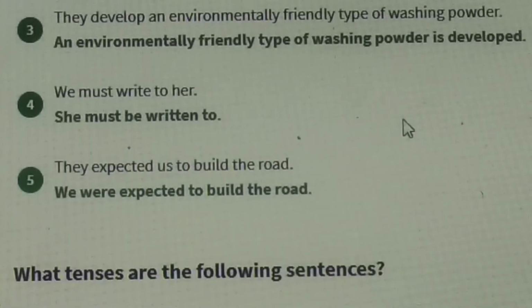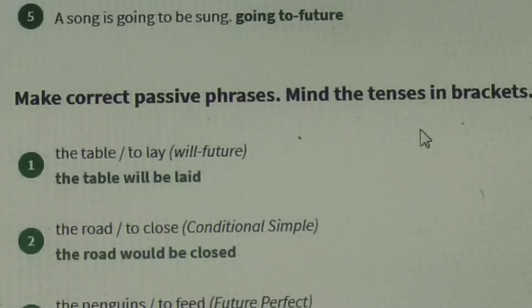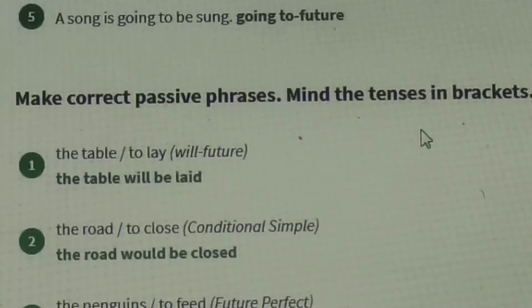What tenses are the following sentences? Look at that. There's the answer that I'm showing you. Be very careful. Check carefully so that you don't go wrong. Fifth one, don't forget to note that. Then make correct passive phrases. Check whether you got them correct.